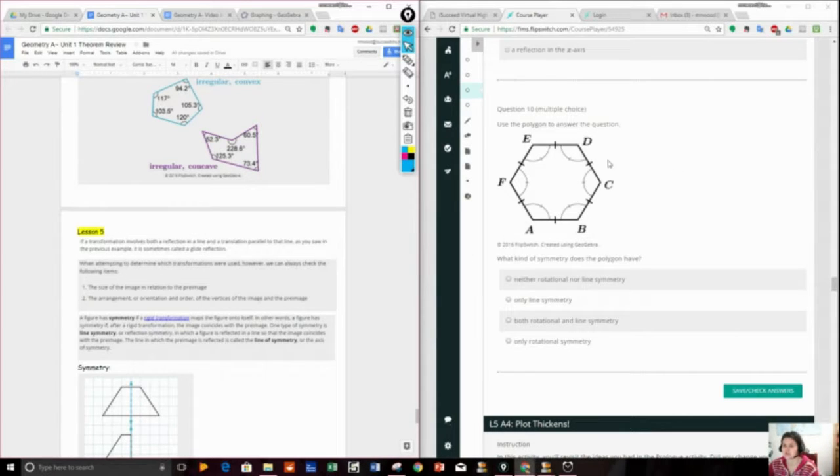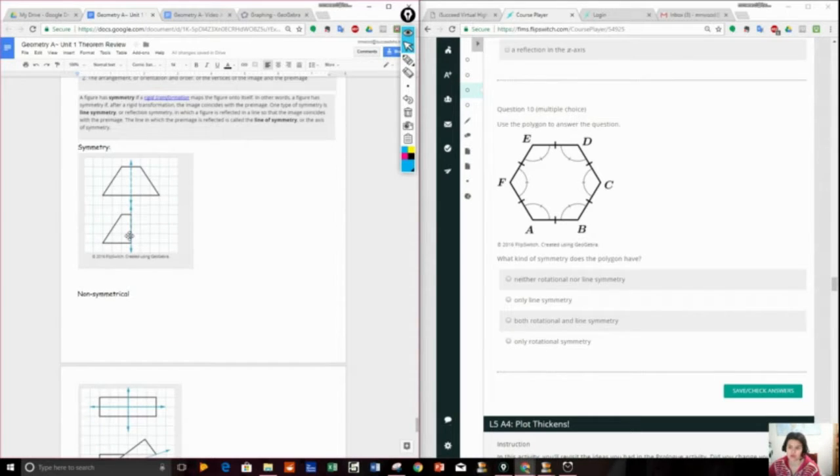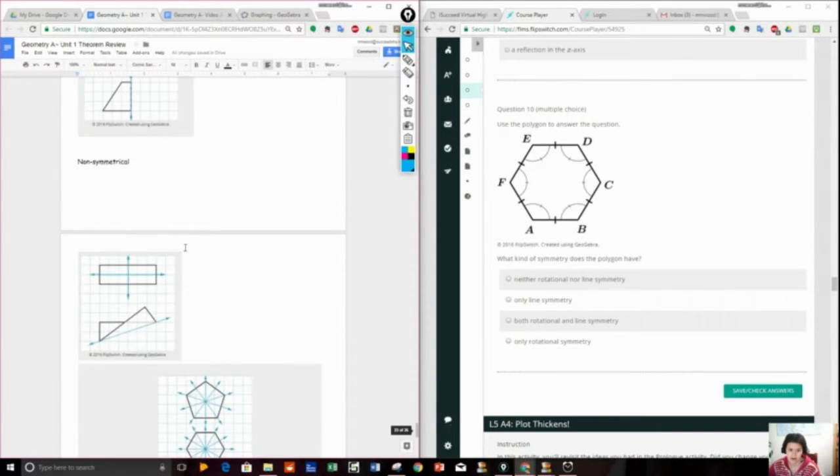The first thing I noticed about the polygon is that it is a regular polygon, because all of the sides have the same tick marks and all of the angles are marked the same as well. So then the question is, what kind of symmetry does the polygon have? Using the theorem review, I'm going to look for symmetry.